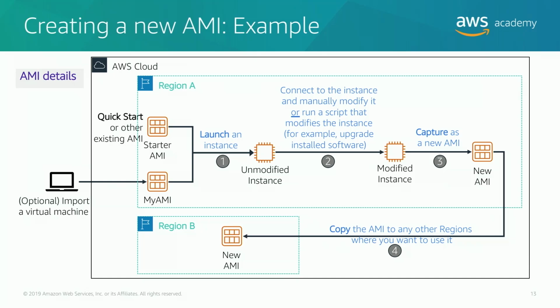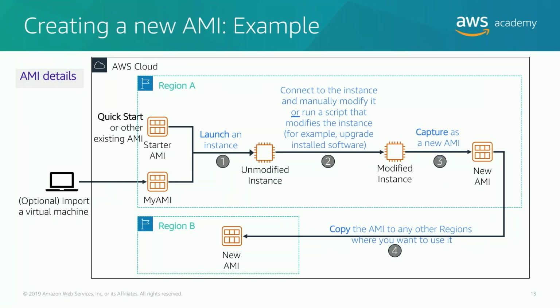For example, you could run a script to update the operating system with important security patches, or you might install or upgrade software on it, such as Python, Java, or other libraries. The result in this is that you come up with a modified instance. In step 3, you can then capture the modified instance as a new AMI.